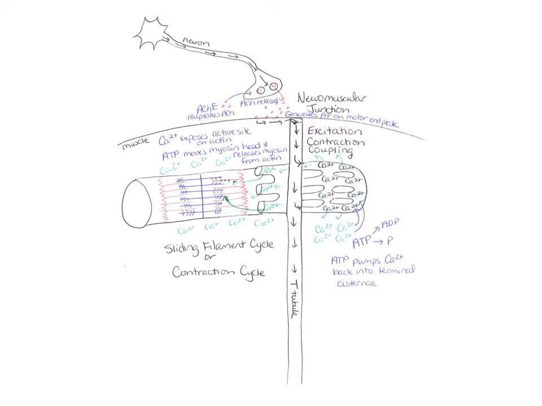So that whole process was called the sliding filament cycle, or it was called the contraction cycle, or it's called the Crossbridge cycle. So those are 3 names that are given to this process of those thin filaments sliding towards the center of that sarcomere.